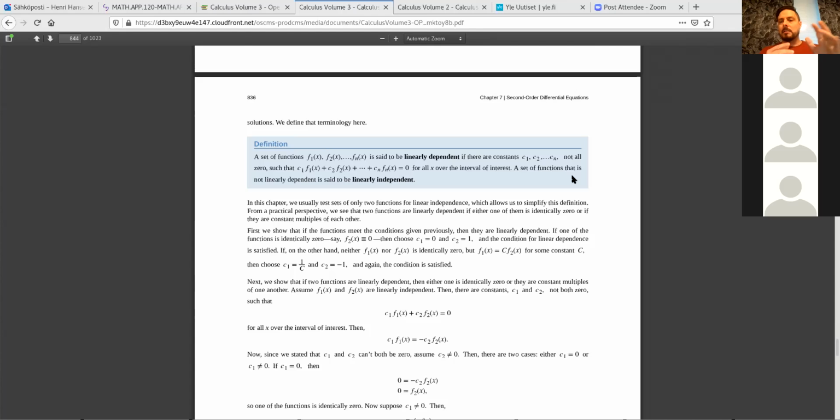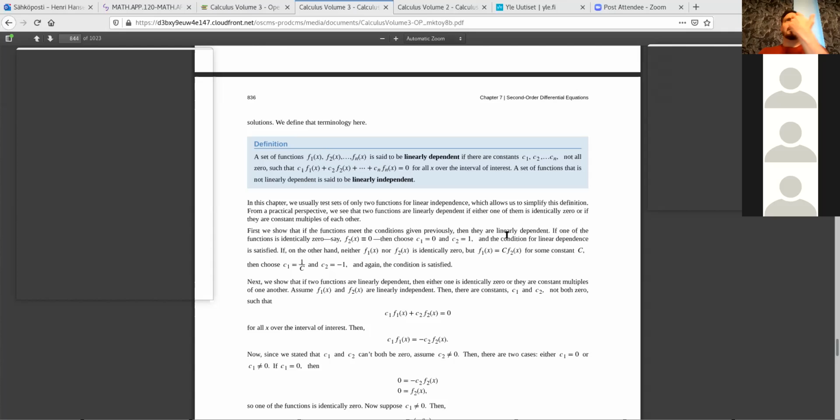And if it's not, then this combination here, no matter what non-zero c's we pick. Of course, if we pick these c's all to be 0, then obviously it's 0, but let's say that they're not all 0, some of them are not. Then this function is not 0, at least somewhere. So it's not always 0. Then we say that these functions are linearly independent.